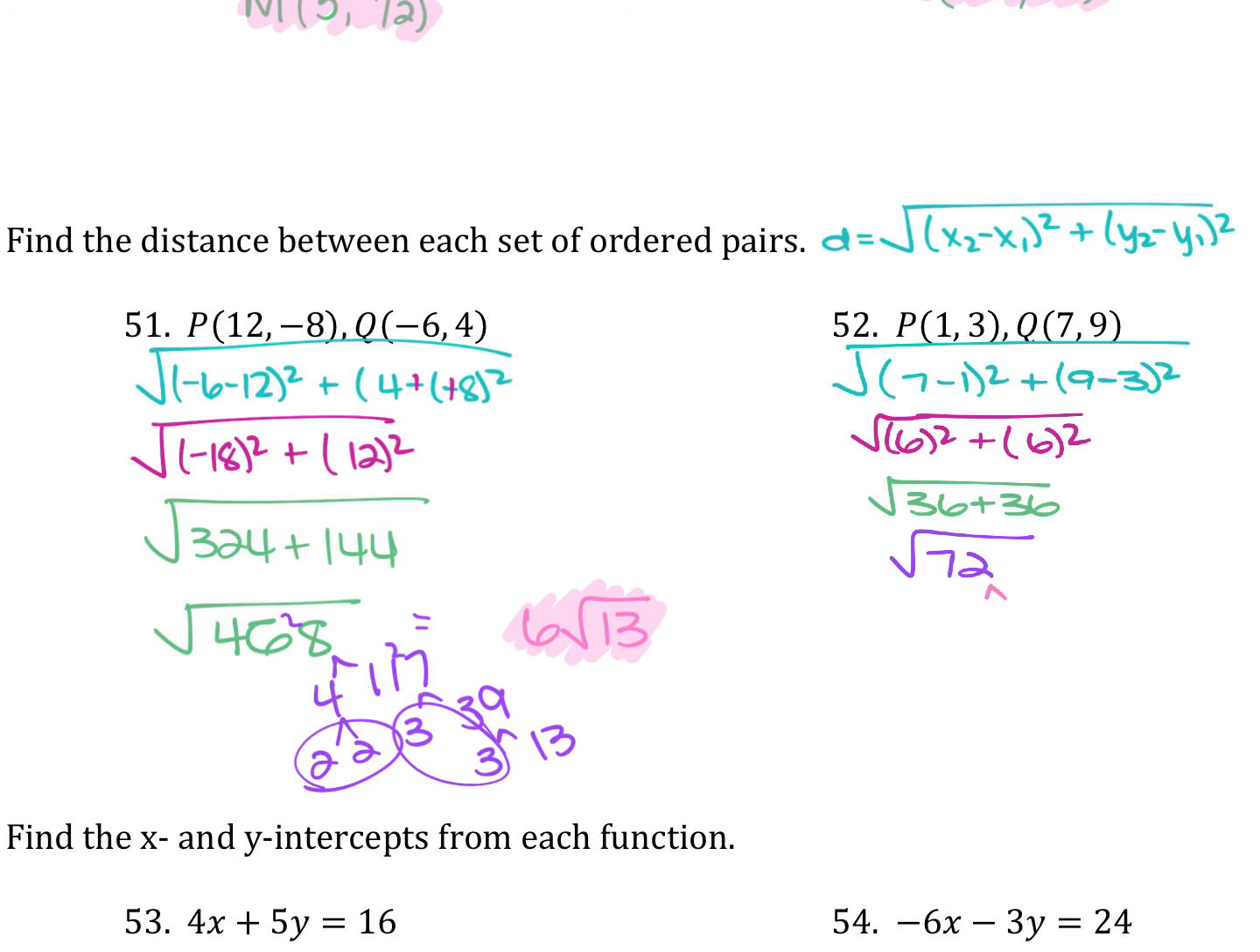The 72 is 8 times 9. 8 is 2 and 4. 4 is 2 and 2. 9 is 3 and 3. So 2 2's pair up, 2 3's pair up. That's going to be 2 times 3 times the square root of 2, which is just 6 square root 2.